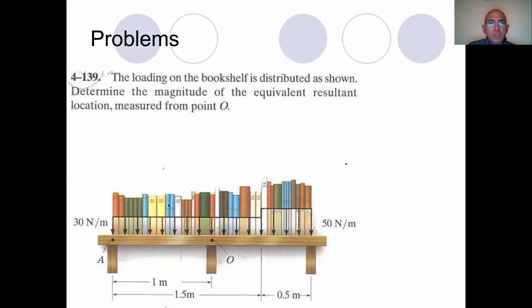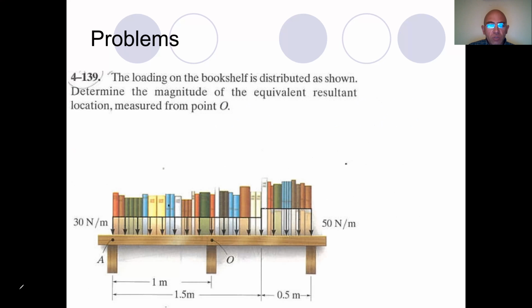So our problem is for 139. The question is like this. The loading on the bookshelf is distributed as shown. Determine the magnitude of the equivalent resultant location measured from point O.